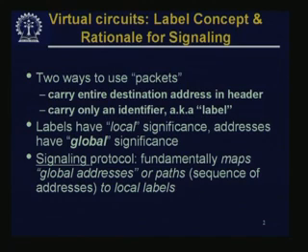Now, the first concept, if you remember, is that ATM uses virtual circuits. That means there are two ways to use packets: carry the entire destination address in the header, or carry only an identifier, also known as a label. Labels have local significance, addresses have global significance. And the signaling protocol fundamentally maps global addresses or paths or sequences of addresses to local labels.